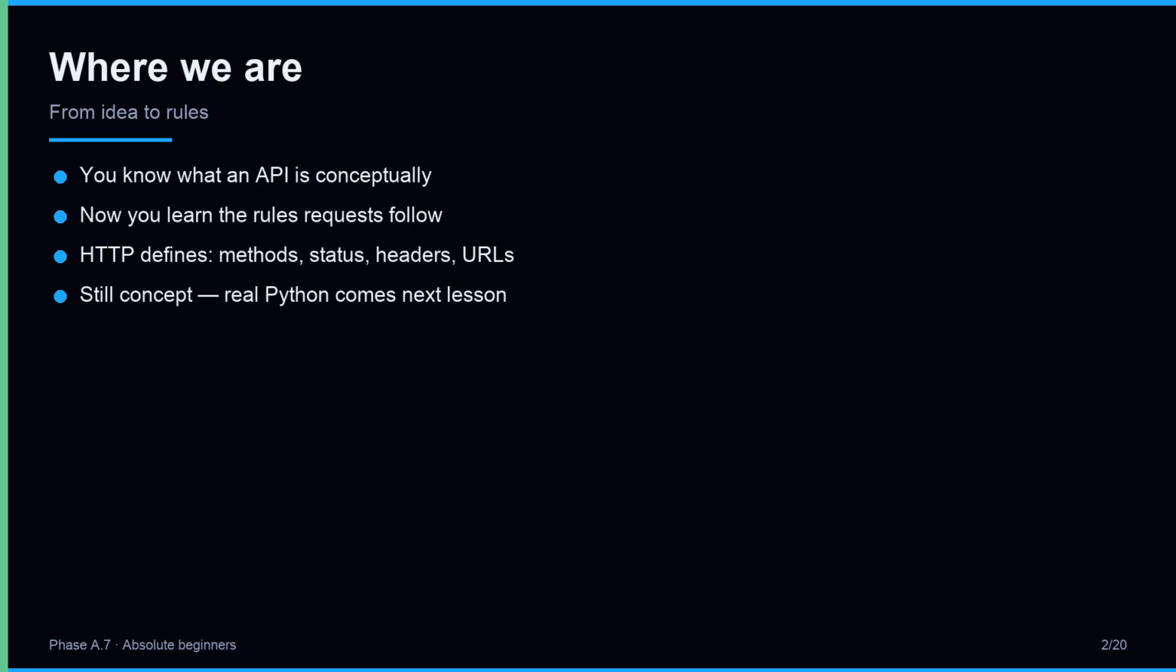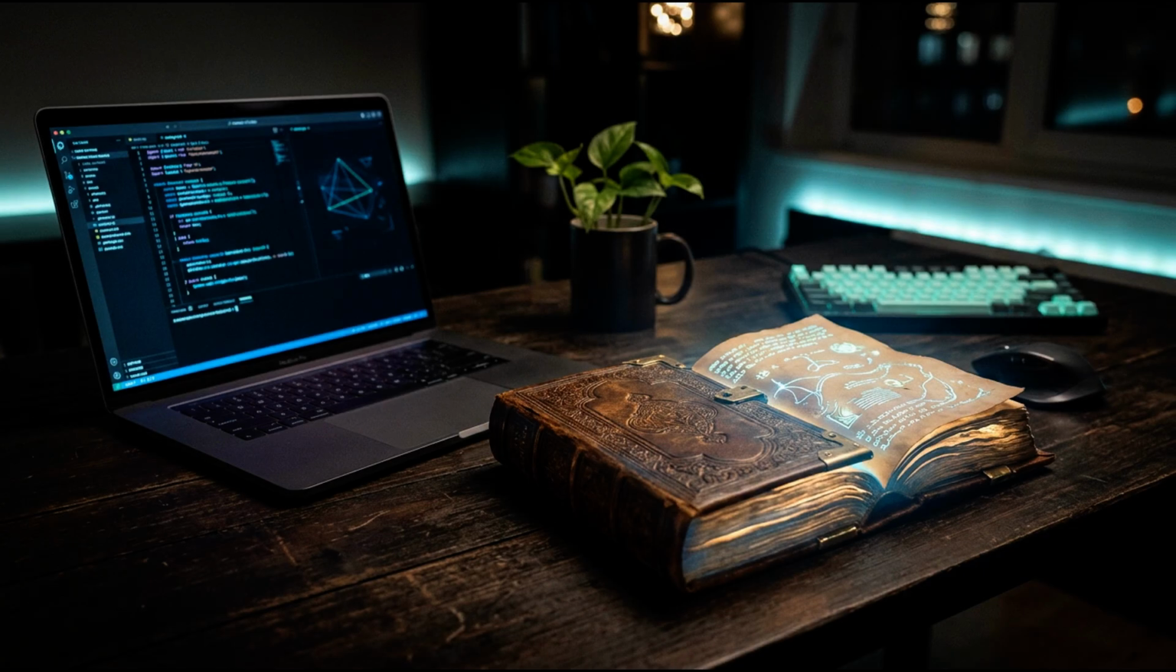Almost every API on the web uses HTTP under the hood, so learning these four ideas once pays off for the rest of your career. We stay at the concept level this lesson. Real Python code arrives in the next one. Hold the rules first, the code will feel obvious once they are clear. Rules first, code next.